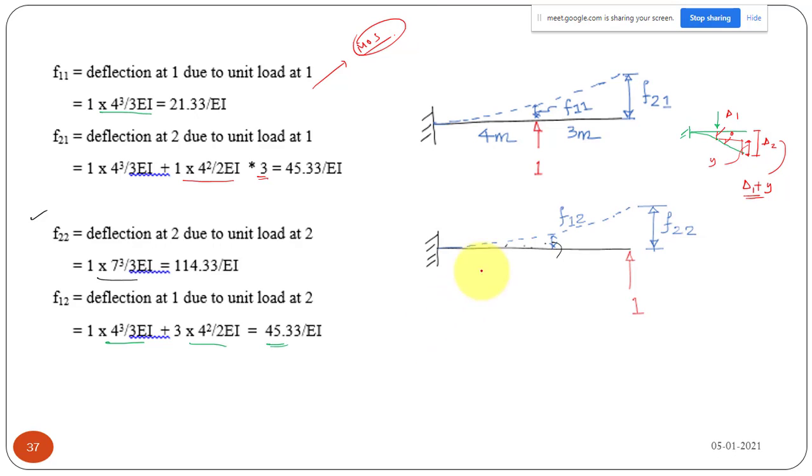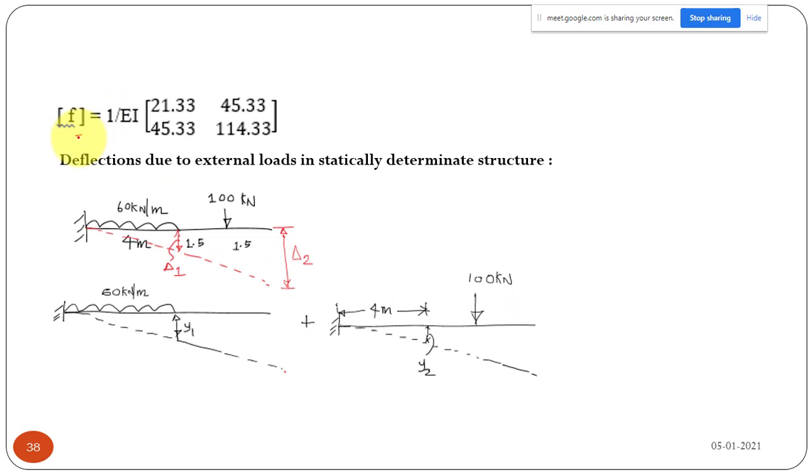So now I have got all the stiffness and flexibility coefficients, the elemental flexibility matrix. Then I can put them in matrix form. That is my flexibility matrix.